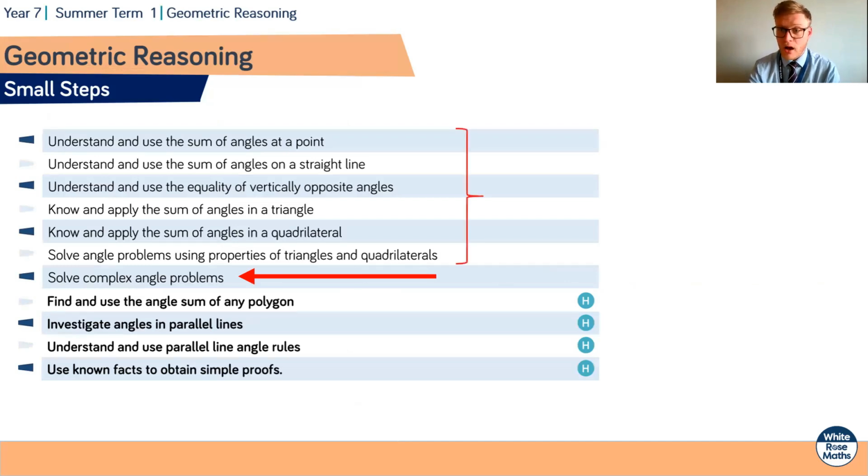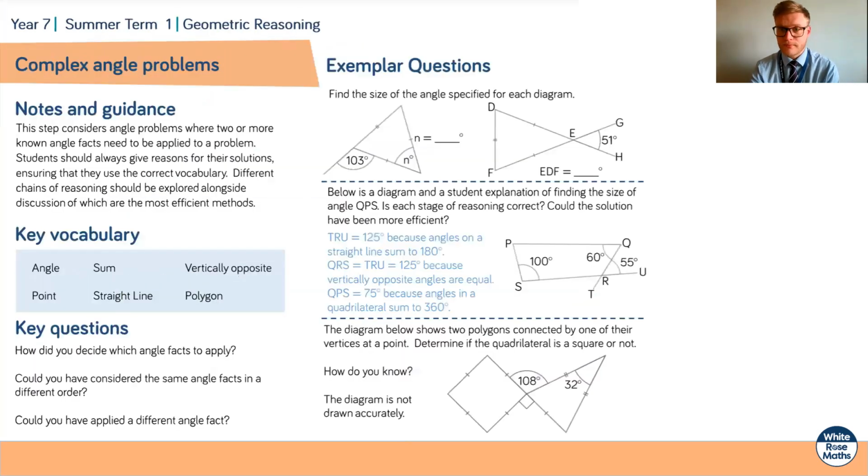This step builds on the previous steps of learning where students have looked at understanding and applying individual angle facts such as the sum of the angles on a straight line and the sum of the angles in a quadrilateral. Here is this step from the scheme of learning. Today I'll be mainly focusing on the second and third exemplar questions and using the key questions alongside them. In this small step, we consider angle problems where two or more angle facts are needed to be applied.